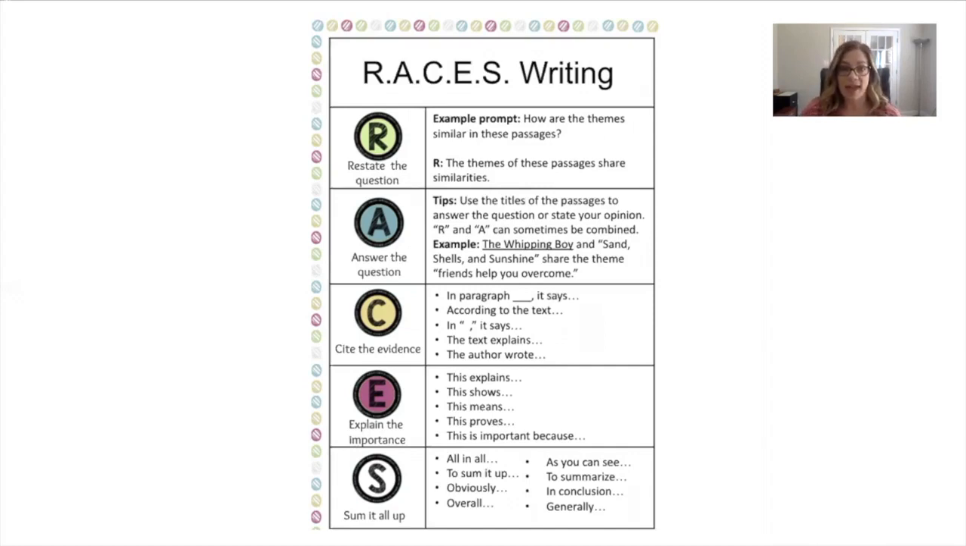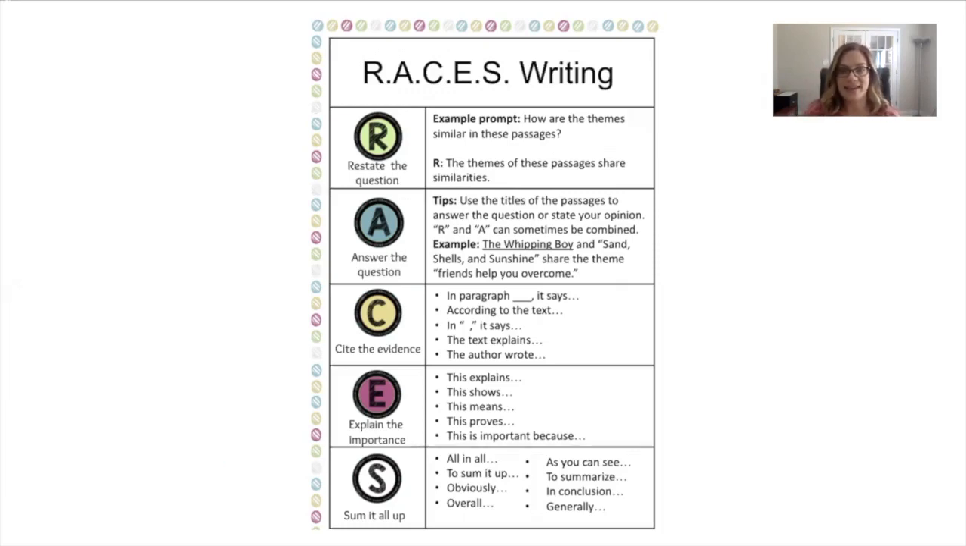The next part, the A, answer the question, I usually combine this with my R, and that's what I encourage my students to do, to make it one question or one sentence, because it actually does flow together. You're restating it and you're answering it together. Using the titles of passages will often help you here as well. Okay? For example, The Whipping Boy and Sand, Shells, and Sunshine share the theme, friends help you overcome. You've answered it, okay? And if you combine that with R, okay, that's going to help give you a more solid answer, and it's one sentence. You can just combine it into one.